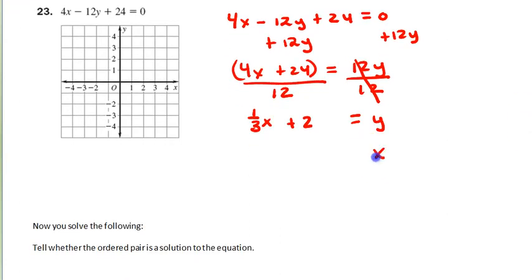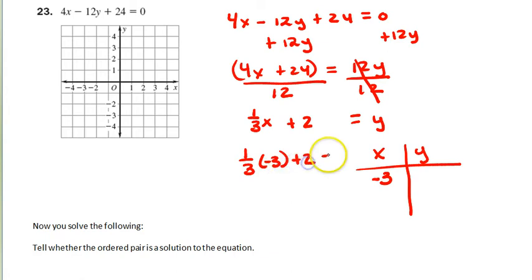Now, I'm going to make an xy chart. And because I have this fraction 1/3, I'm going to stick to multiples of 3 so I can cancel that out. So I'm going to start with a negative 3 for x. So 1/3 times negative 3 plus 2 equals y. Okay, my 3's cancel out, negative 1 and 1. So I'm left with negative 1 plus 2 equals y, or 1 equals y. So I get negative 3, 1.